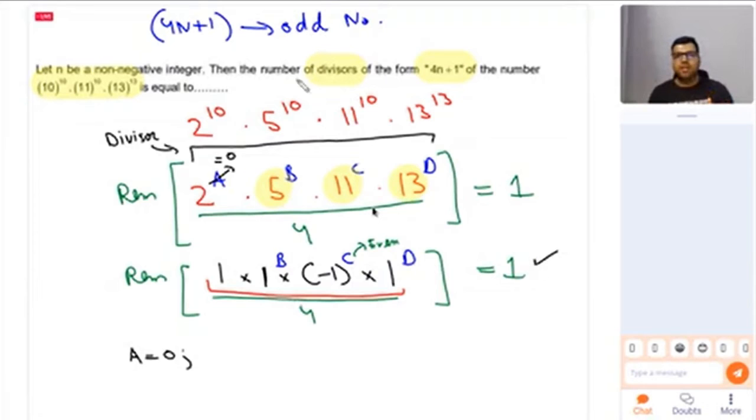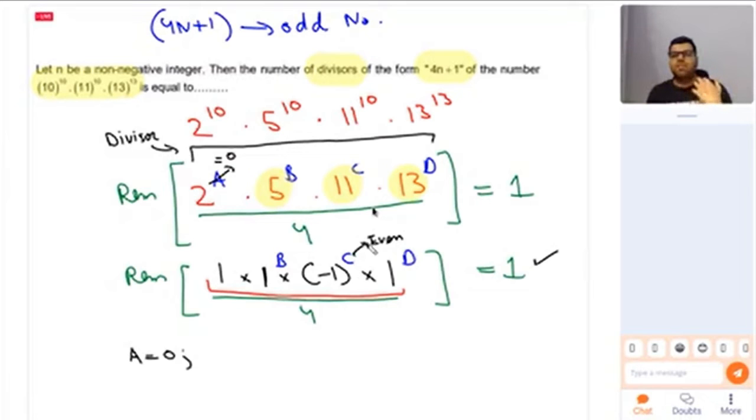So this has to be even. B and D can take any values. It will not make a difference because 1 raised to power B and 1 raised to power D is always equal to 1. If C was odd, then minus 1 raised to power odd will become minus 1. So the remainder of this value would have become minus 1, which is a negative remainder.